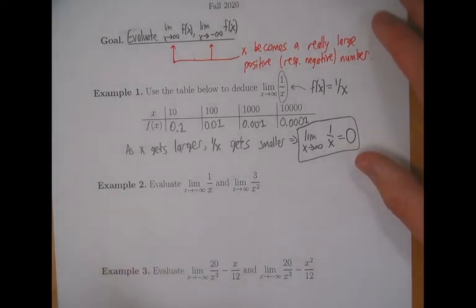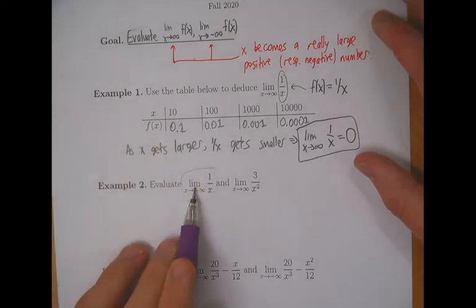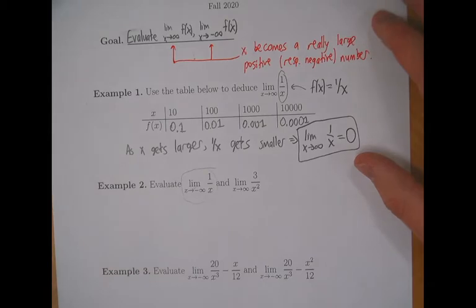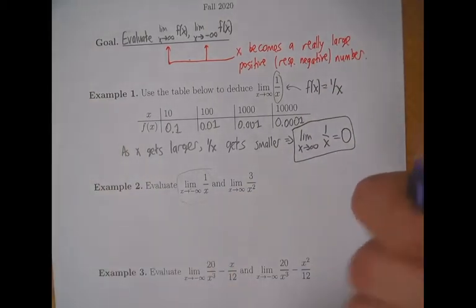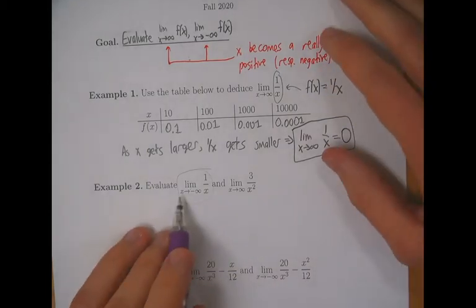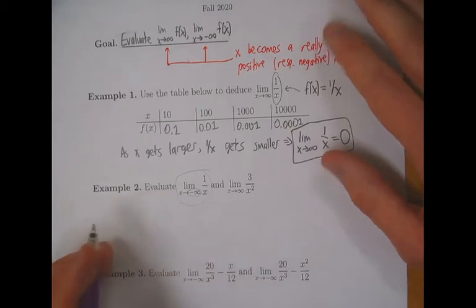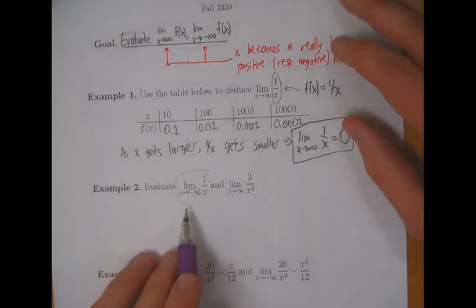Similar idea, except now we're going to go straight to evaluating the limits. So, now let's consider the limit as x goes to negative infinity of 1 over x. So what you notice is that in this case, instead of letting x be a really, really big positive number, the negative infinity means we're now letting x become a really, really big negative number. But even then, what do you notice?